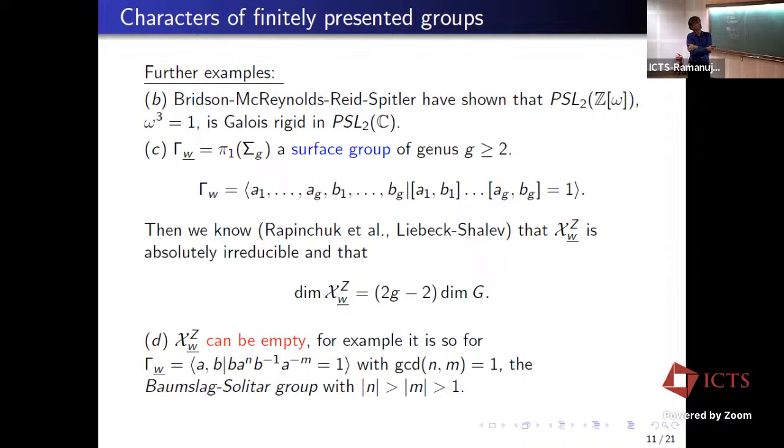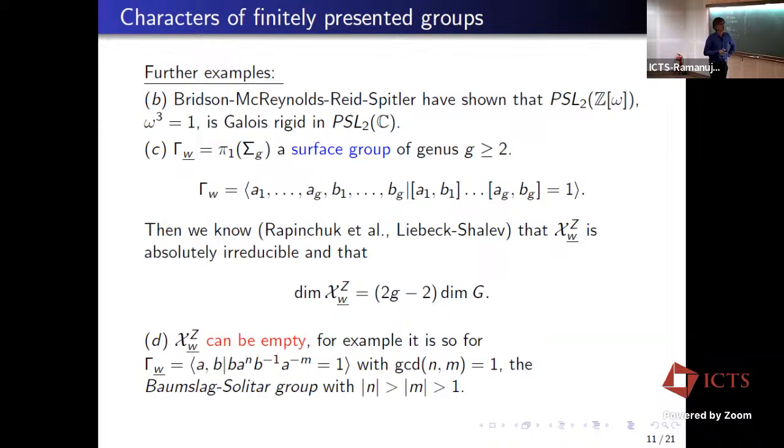More generally, in this same spirit, you may look at a closed surface group of genus g, and you want to understand the dimension of the character variety inside a semi-simple algebraic group. This was done by Rapinchuk and collaborators, and then again by Liebeck and Shalev. I think Rapinchuk did SL_N and Liebeck-Shalev did an arbitrary algebraic group. They showed that the dimension of the character variety is (2g minus 2) times the dimension of G. This is the obvious formula: you have 2g generators and one relation, so it should be 2g minus 1, but then you quotient by the action of G because it's a character variety, so you get 2g minus 2.